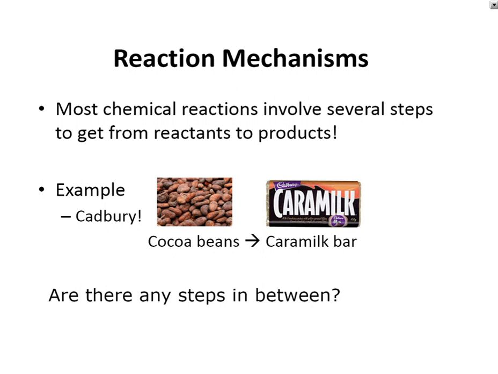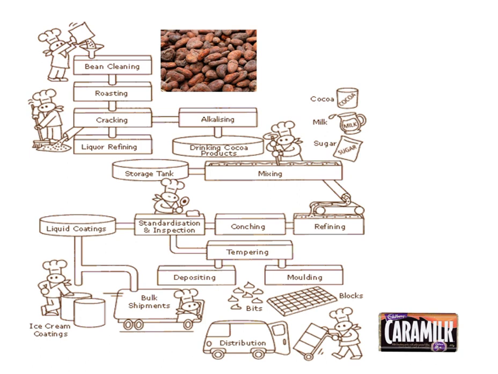So, what are reaction mechanisms? They're things that help us study how a reaction proceeds. How do we go from a reactant to a product? And there's often many steps that happen on a molecular level that we don't see. So to try and give you an idea of what this means, we're going to look at an example of how chocolate is converted from cocoa beans into the chocolate that we eat. So we start with cocoa beans and get something like a caramel bar. Are there many steps in between? Definitely. So let's take a look.